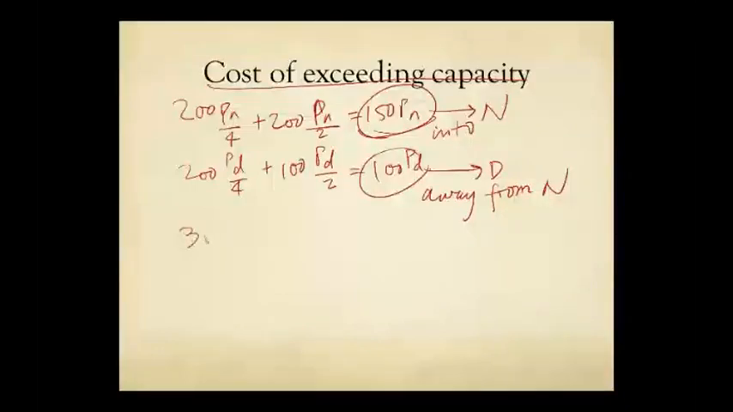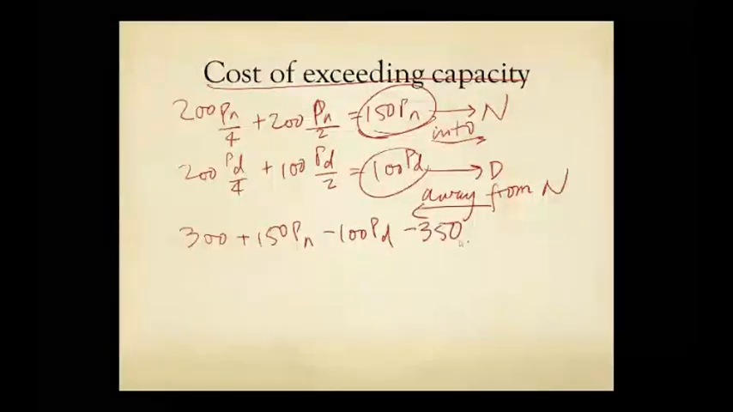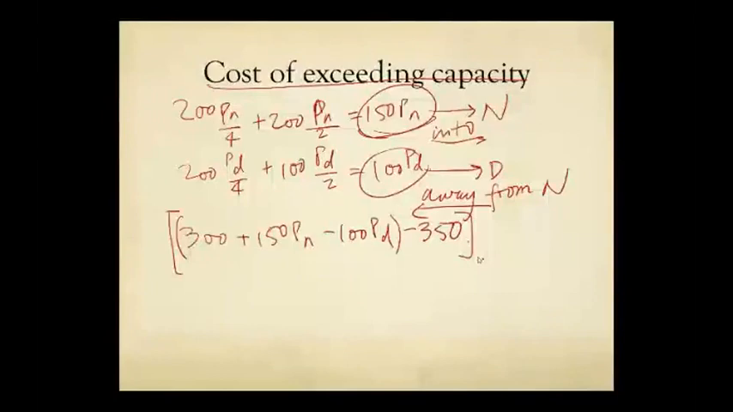So the original nighttime traffic is 300 units plus 150 Pn is the amount you go into, and then minus the amount going out, minus 100 PD. And then you subtract the capacity you have, which is 350. This entire expression, therefore, is the cost of exceeding the capacity during the nighttime. And more strictly speaking, we should say this expression or 0, whichever is larger. So just in case this expression becomes less than 0, you just take 0, because you can never allow a negative amount of traffic.